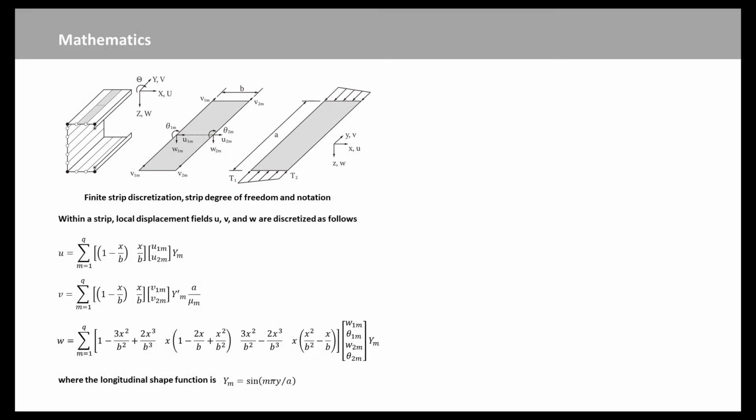In the finite strip method, the longitudinal shape functions are assumed to be trigonometric. Thus, for a thin-walled member with pinned boundary conditions, the global displacement of the m-th nodal line can be expressed, where q is the number of half-waves within the member length a. Ym is the longitudinal shape function. Uim, Vim, and Wim are the amplitudes of the displacement values, and θim is the amplitude of the rotation.